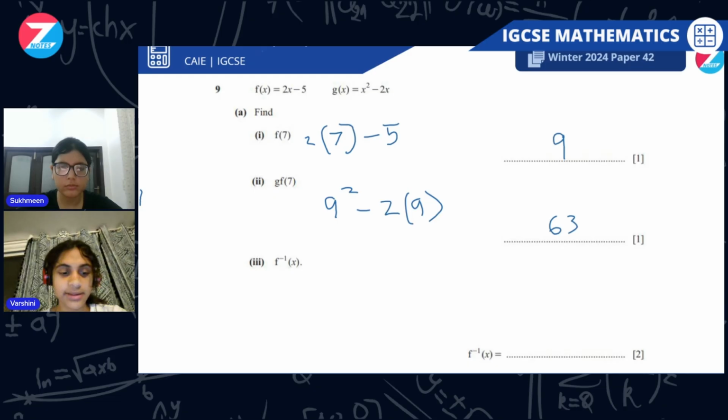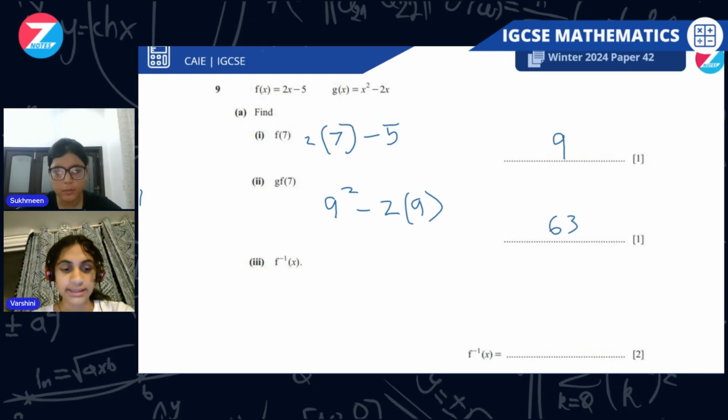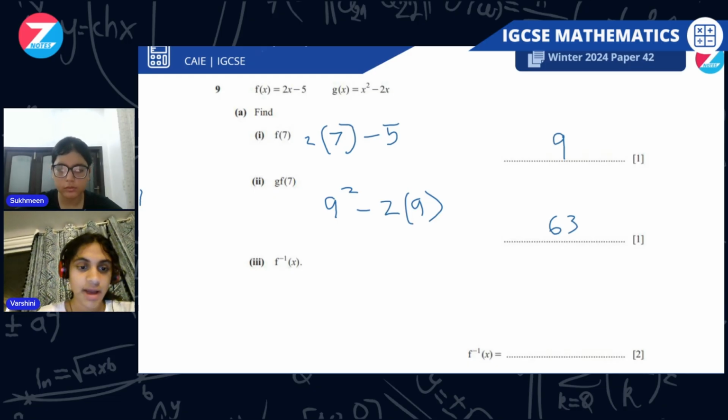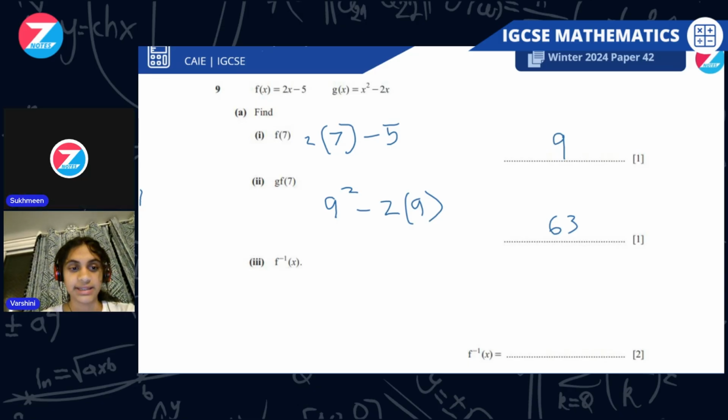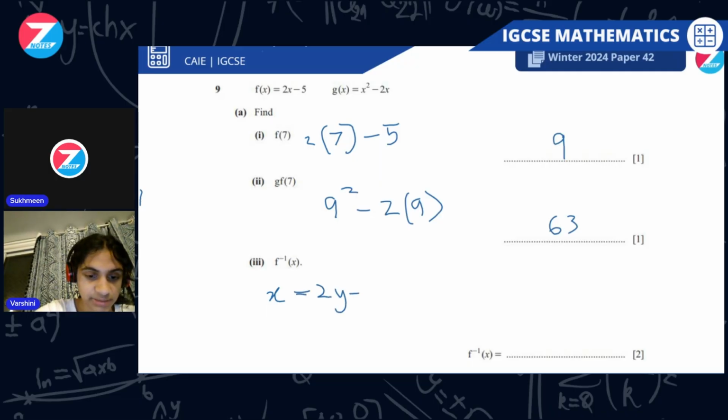Okay, so for part 3, f inverse of x. To do this, first we write our equation. We know our equation is f of x equals 2x minus 5. Then we replace this f of x with just x, and we replace x with y. So that will be x equals 2y minus 5. Now we have to make y the subject of the formula.